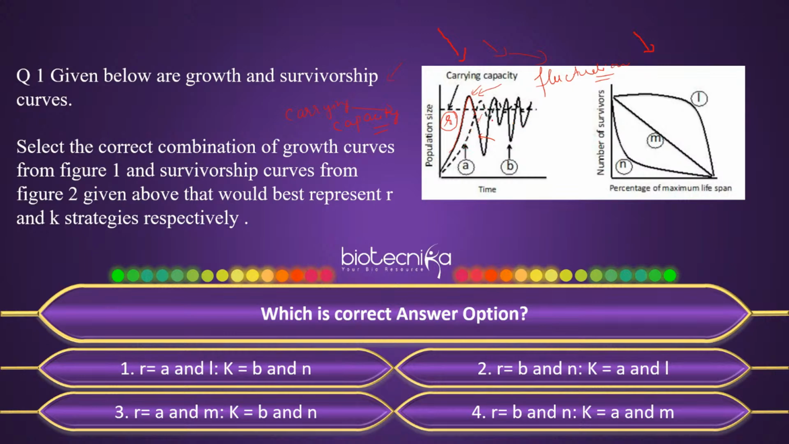So the dotted curve is for the K selected. Are we clear with this? I hope we are clear with the graph. Sonali, Gonu, Durga, Ashwini. Yes, are we clear with the graph?